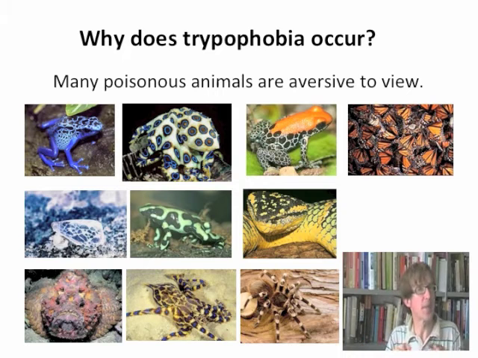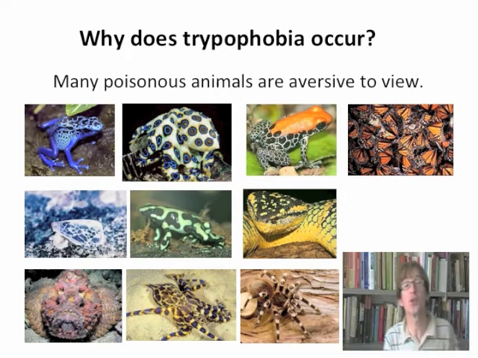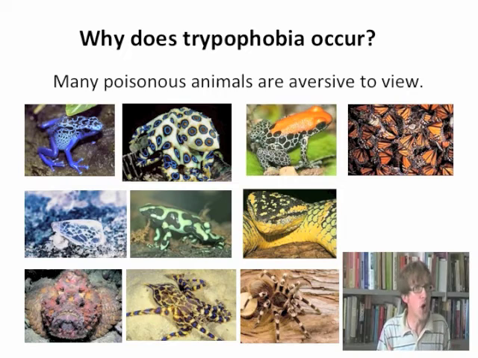So then I typed poisonous animals into Google, and these are the kind of images you get. And the person who'd come to see me, they couldn't look. They couldn't look at the animals. They were too aversive to look at. So it was a bit of a eureka moment, really. I thought to myself, I wonder if poisonous animals are driving this odd effect, driving this trypophobia.